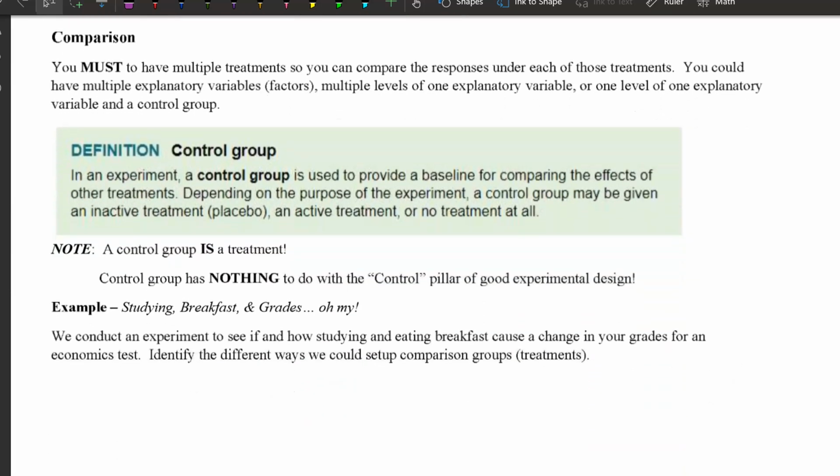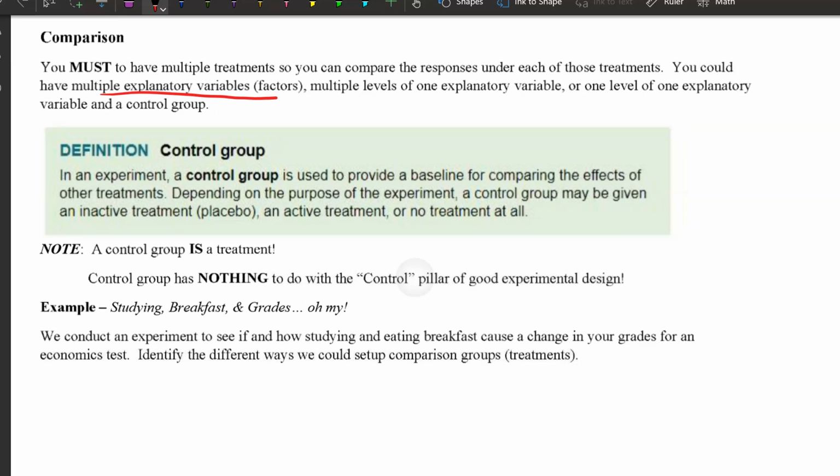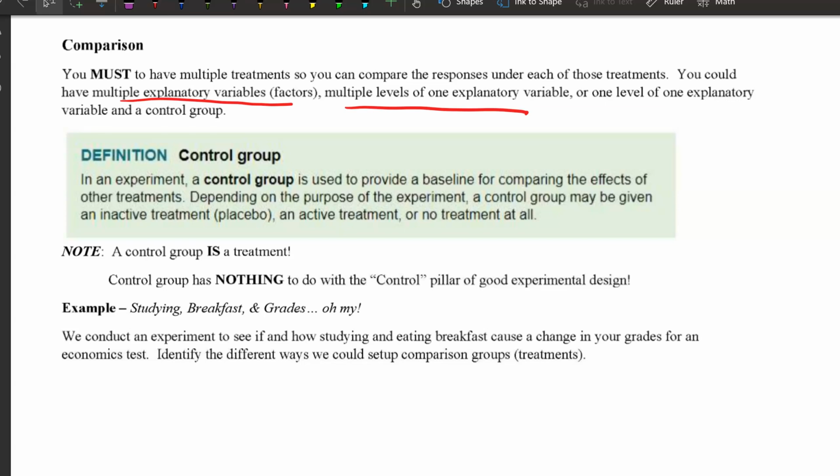Comparison. You must have multiple treatment groups so you can compare the responses under each of those treatments. You could have multiple explanatory variables, or factors, multiple levels of one explanatory variable, or one level of one explanatory variable and a control group. So these are just some different examples. Multiple explanatory variables is going to be a really complex experiment. You could have multiple levels from one explanatory variable. So you could just say, I'm going to test caffeine, not caffeine and anything else, but I'm going to test whether you drink a little caffeine, a lot of caffeine, a medium amount of caffeine, or no caffeine.